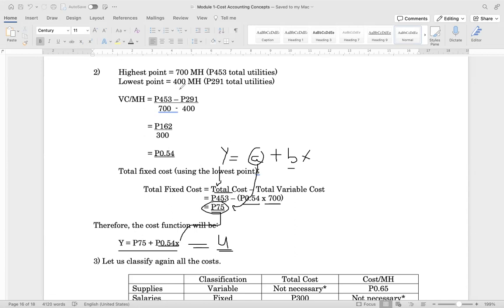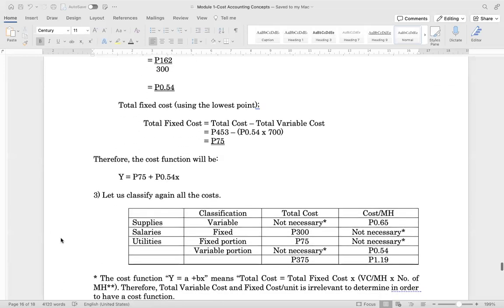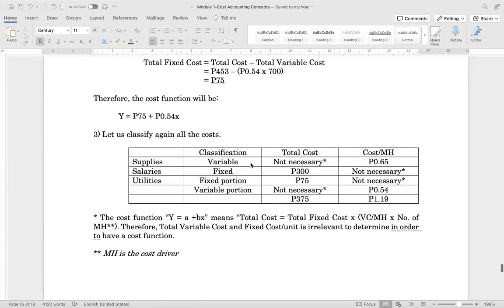Okay, so to classify again: supplies, variable. Total cost, not necessary. Cost per machine hour is 0.65, fixed. In total, 300. Cost per machine hour, not necessary. Utilities, 75, fixed portion, and the variable portion, 0.54. So you have here 375, and the cost per unit is 1.19.